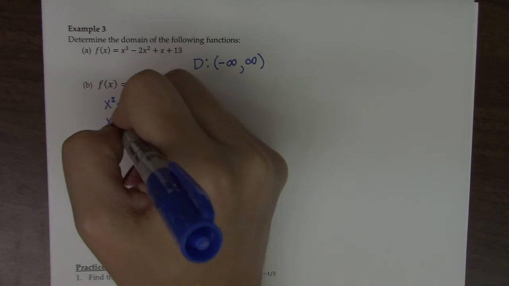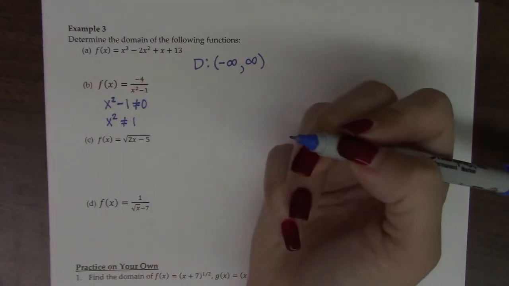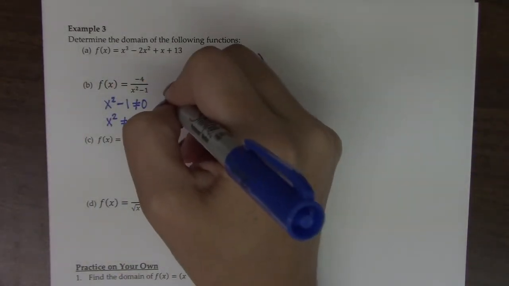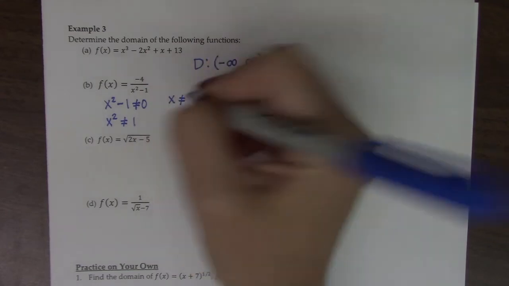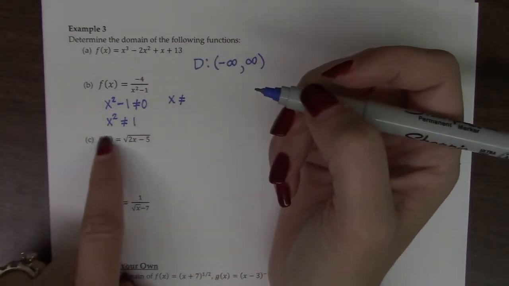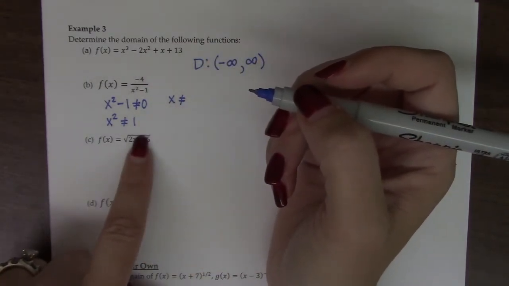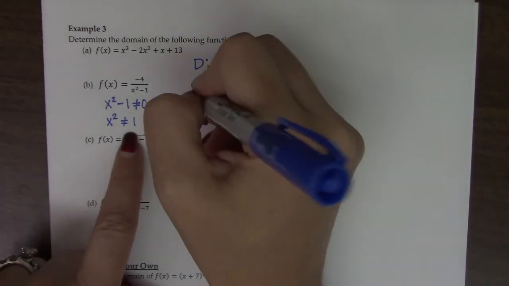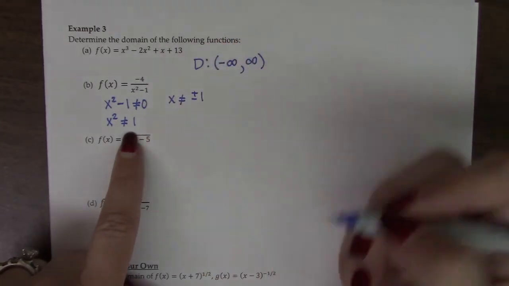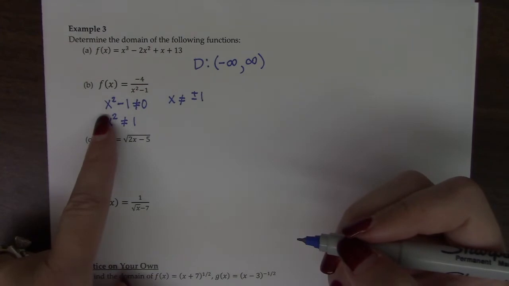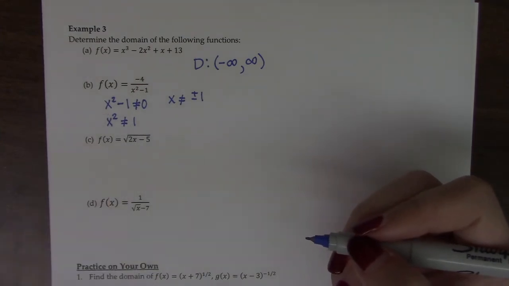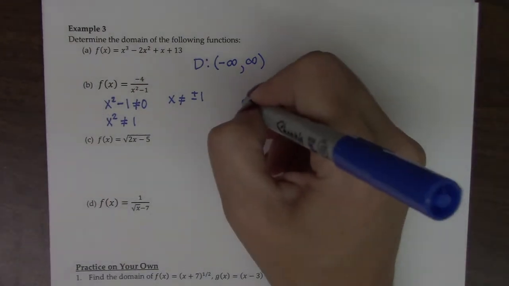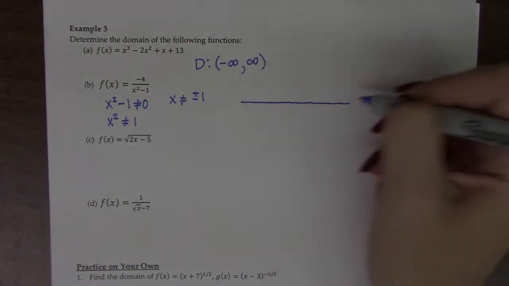So that means x squared can't be 1. And if I take the square root of both sides, on the left I'm going to get x, but just like we did in the problem in the last section, this is going to be plus or minus 1 because negative 1 squared is 1 and positive 1 squared is 1. So now I draw my number line.